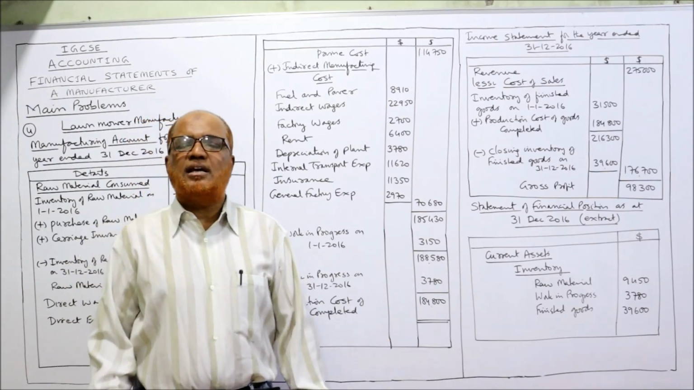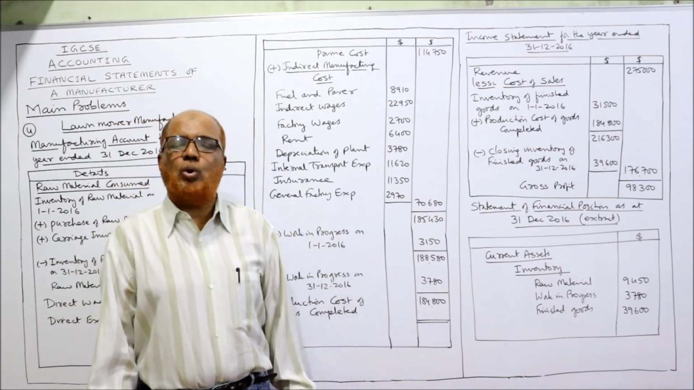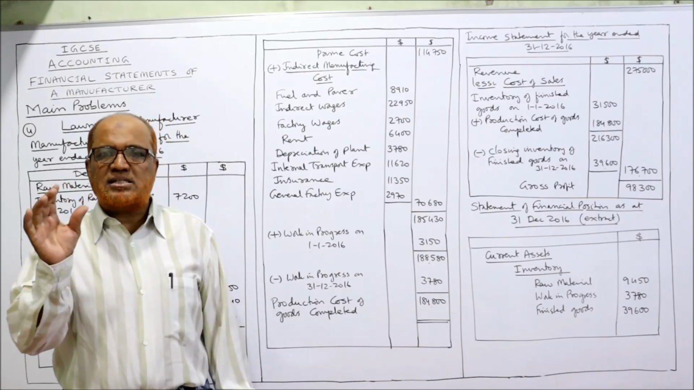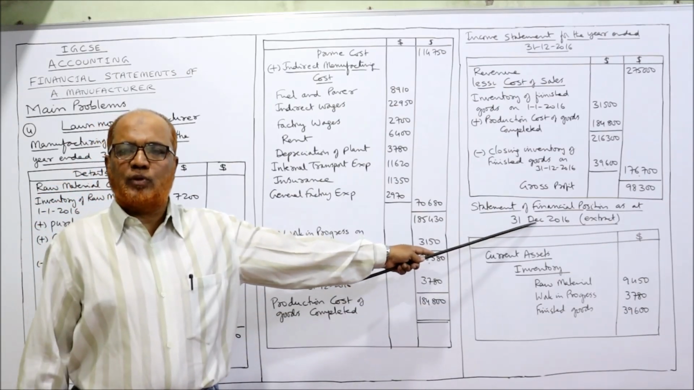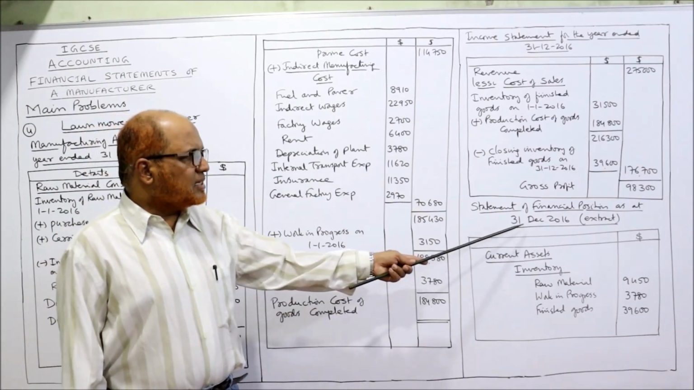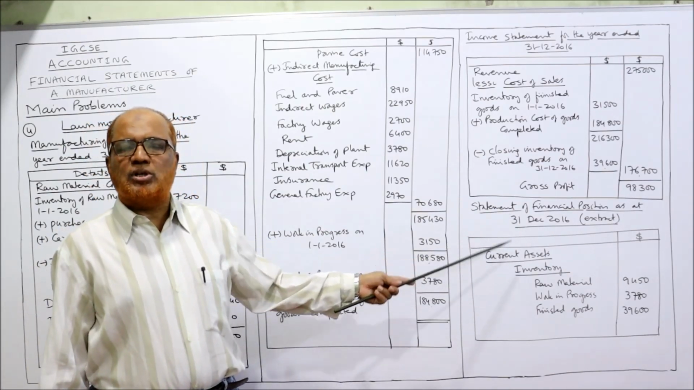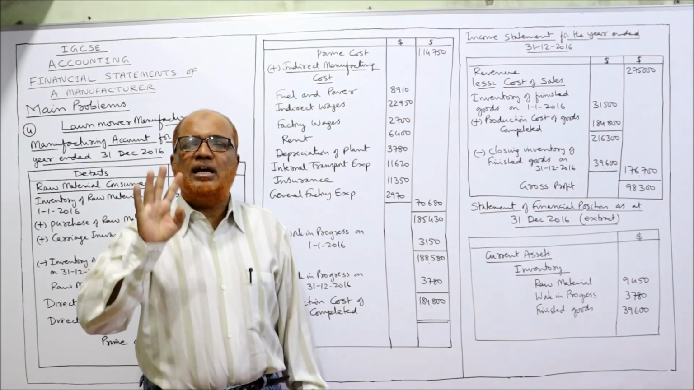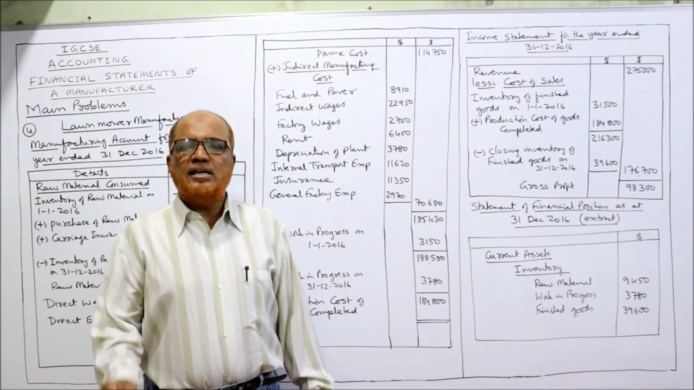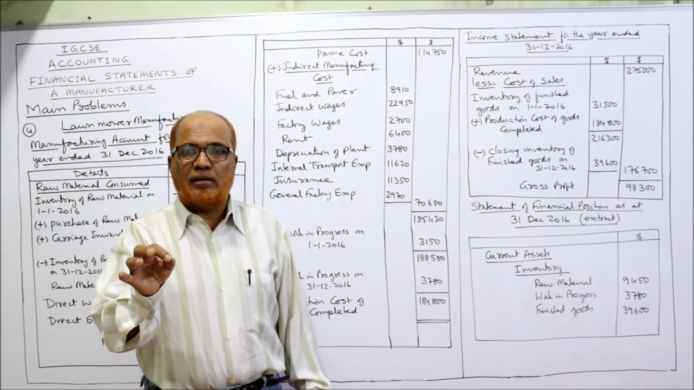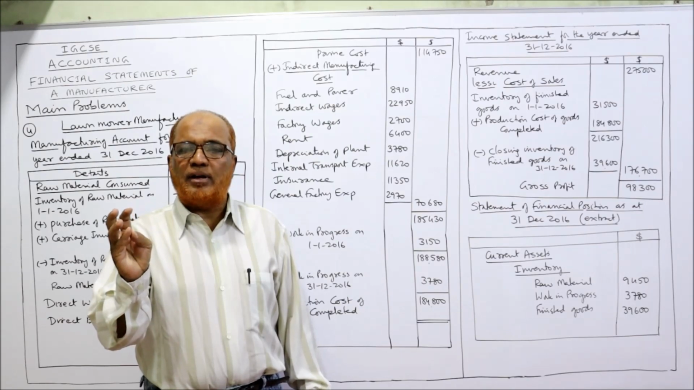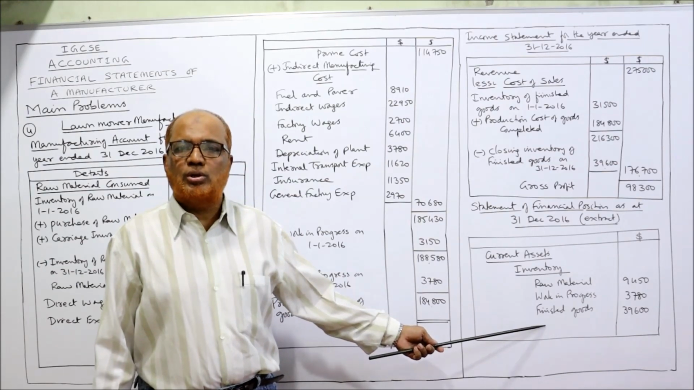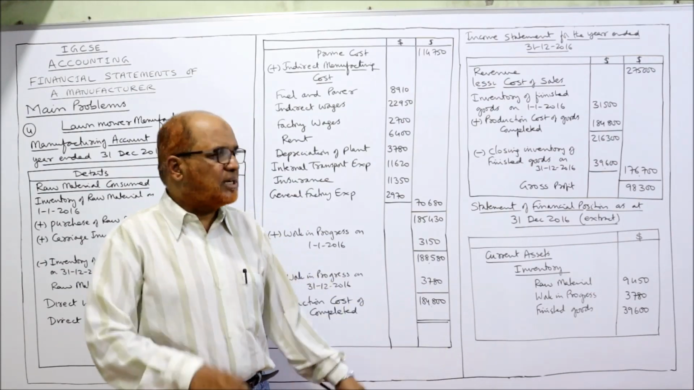Next thing is, it is asking you how the items will be shown in the statement of financial position. So we are making an extract of the statement of financial position, only a part. In this extract, we are going to show the current assets. Under current assets, all the three inventory items we have to take: inventory of raw material, closing inventory of WIP, and closing inventory of finished goods. All three closing inventories you should take.